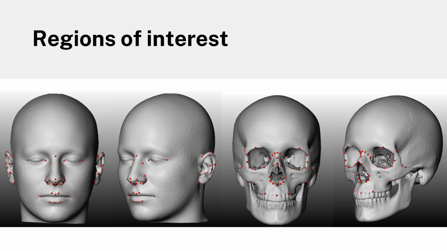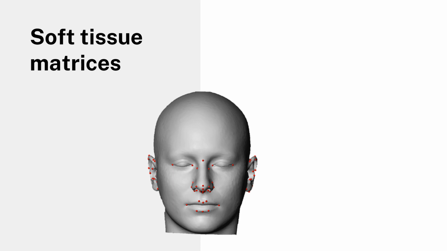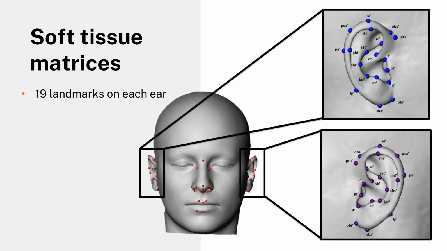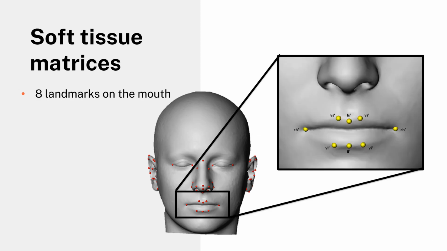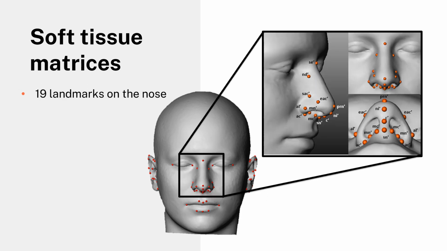The following matrices were assessed on the soft and hard tissue surfaces. A total of 69 capulometric landmarks were indicated on the soft tissue templates. 19 landmarks on either ear made up the soft tissue auditory matrices. 4 landmarks were indicated on the eyes, 8 landmarks on the mouth, and 19 landmarks on the nose. The nose is of particular interest as it is commonly used to estimate ear size in manual facial approximation methods.